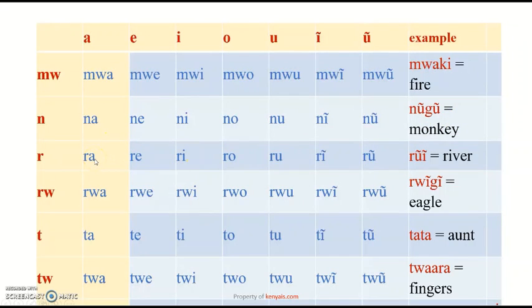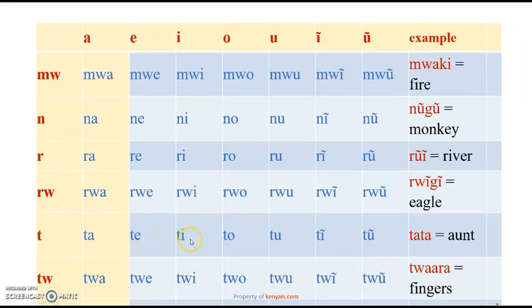Go ahead, we have ra, re, ri, ro, ru, re, ro. An example there is rwĩgĩ. Rwĩgĩ is river in Kikuyu. We have rwa, rwe, ri, ro, ru, re, ro. An example there is rwĩgĩ. Rwĩgĩ is eagle in Kikuyu. An eagle, like the one that flies.